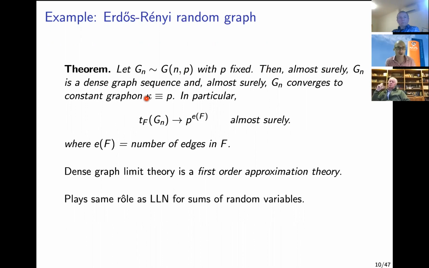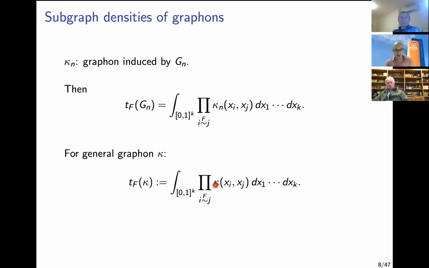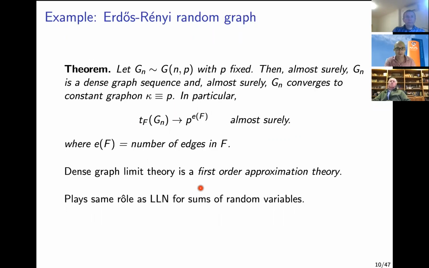We can think of this Erdős–Rényi random graph as converging to a graphon that is just constant p, right? So how can we see that? Well, if kappa is just p, let's quickly go back and look at this expression here. If this is p, no matter what xi and xj are, what I get here is a product of p as many times as we have edges in f, so that's p to the number of edges. And then this integral is just 1, because it's the k-dimensional unit cube.